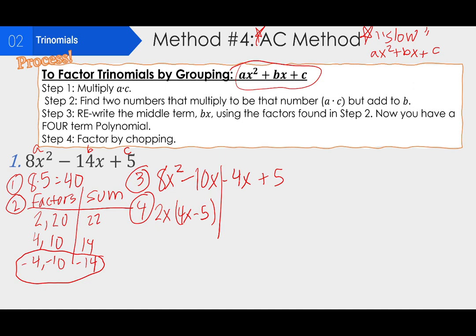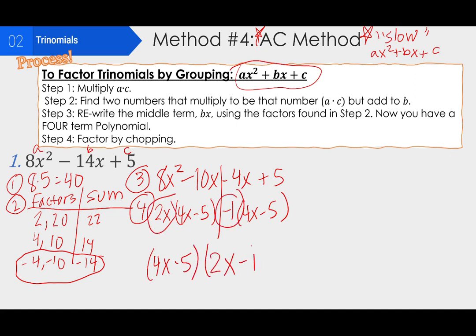Okay. Notice it doesn't at first glance look like they have anything in common in the second half of our problem here. But we could pull out a negative 1, and that would change the signs to match the other parentheses. Factor out that 4x minus 5 that matches, and put our leftovers in the other parentheses: 2x minus 1. If we multiply that up, we get 8x squared minus 14x plus 5.